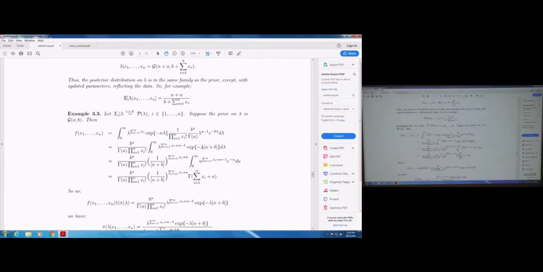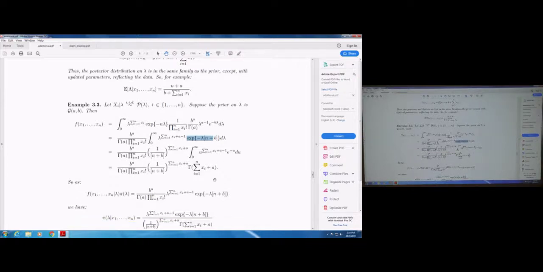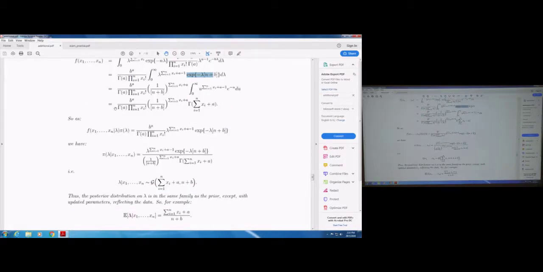You make the substitution u equals lambda times n plus b, and you get e to the minus u. Lambda, of course, is equal to u over n plus b, so you'll get this factor here, which comes from the substitution and the Jacobian, and then you have this thing, which is basically a gamma function, so it's gamma of the sum of the xi's plus a. So that's the marginal likelihood function, which is not important in some sense, but you can calculate it.